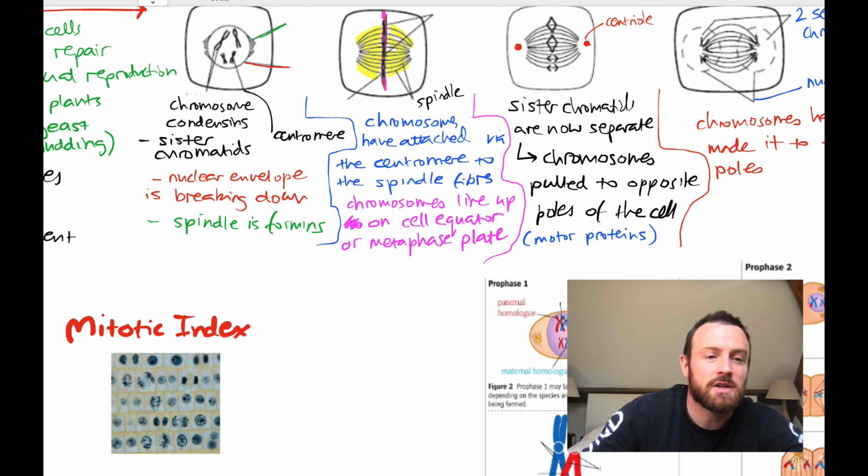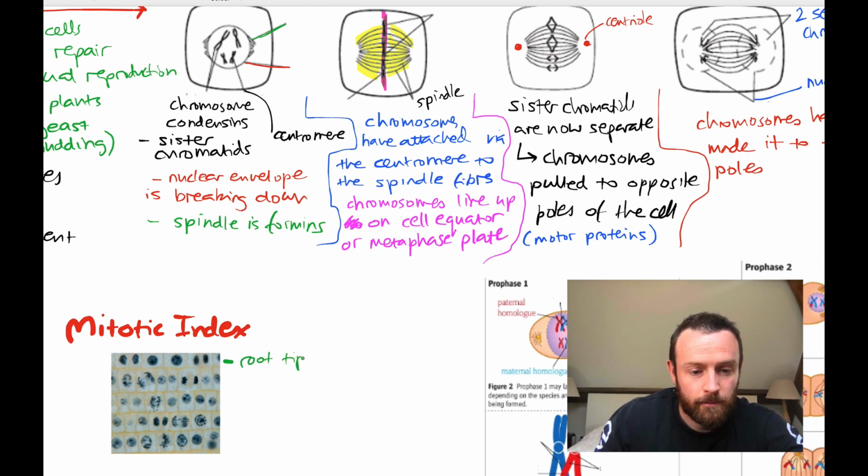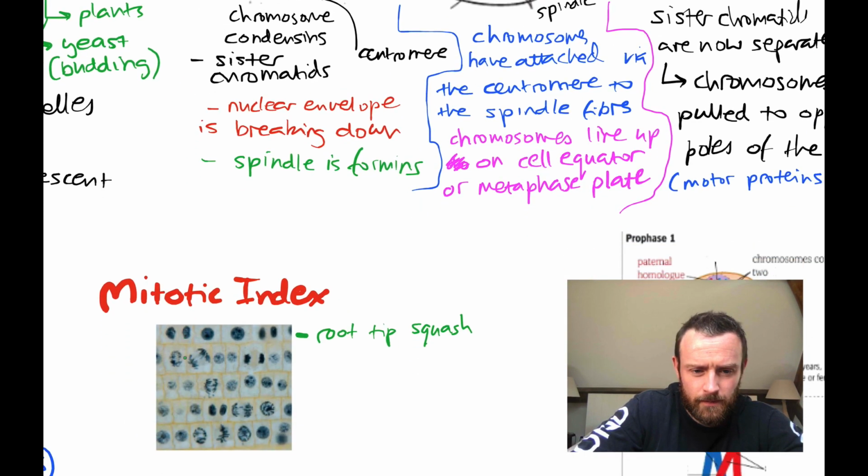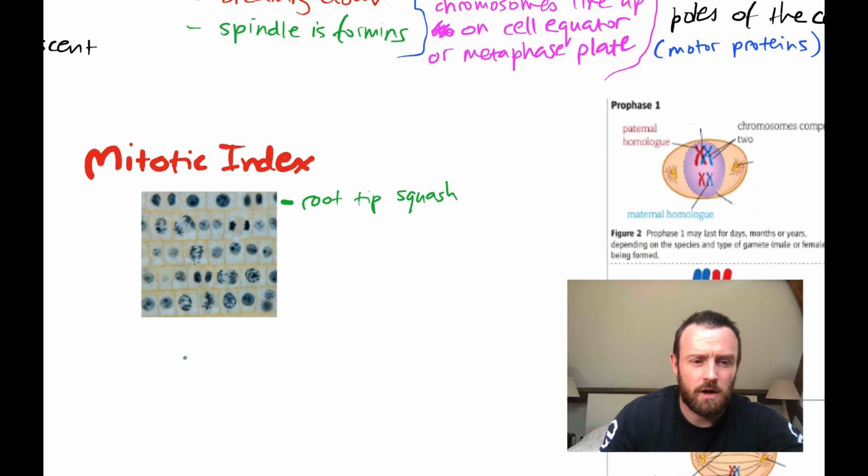So these are plant cells here. This is a root tip squash. We can see cells in a root tip, and it looks like a lot of them are undergoing mitosis. If I pinch in even more, which of these cells are undergoing mitosis? Which cells can you see the chromosomes in?